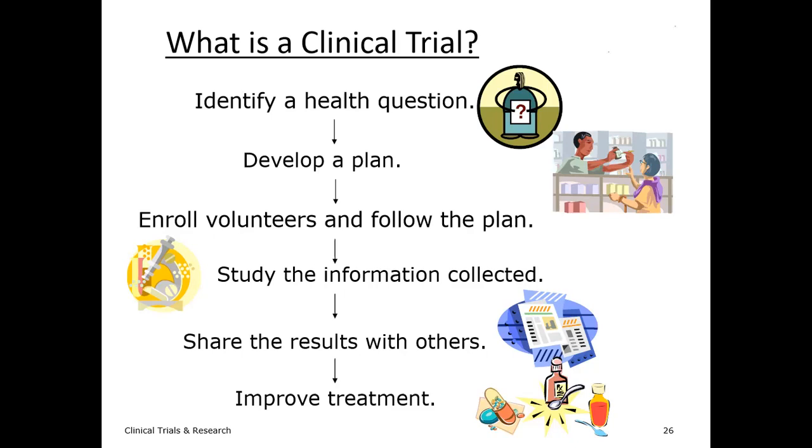Apart from that, after recruiting the volunteers and following the plan of action with respect to the clinical trial, we study the information collected, share the results with others, and improve the treatment. So this is the flow chart, that is, what is a clinical trial? First we identify a question, develop an action plan, enroll the volunteers, follow the plan, study the information collected with respect to that particular study, share the results with others, and improve the treatment.